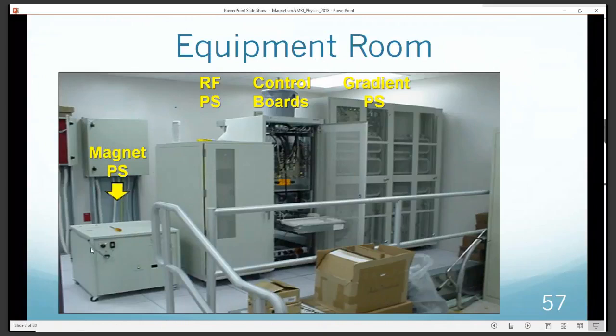magnet power supply, which is only turned on when you're ramping up or ramping down the magnet. Here is the radio frequency power supply, and control boards for the control part of the MRI system. Here are the gradient power supplies. There are three gradient power supplies, one for each gradient coil.